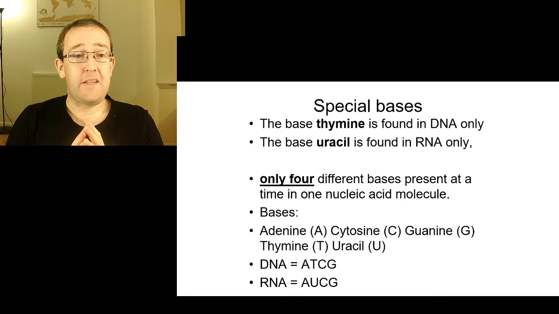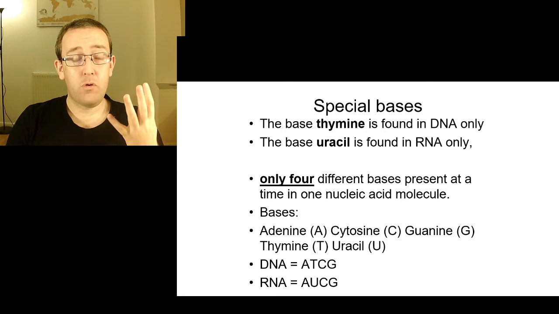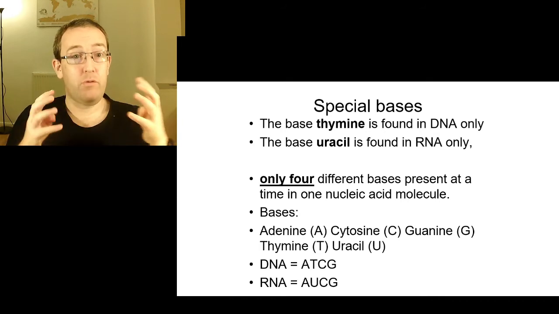So, the bases. There are differences here between DNA and RNA as well, and we're not going to go too much into RNA, but for DNA, you've got the special base thymine, T, which is only found in DNA, and for RNA it's uracil. There are only 4 at any given time, because of course they have to pair.